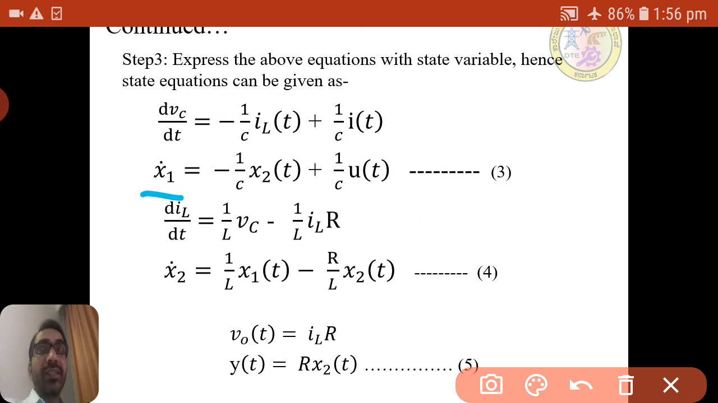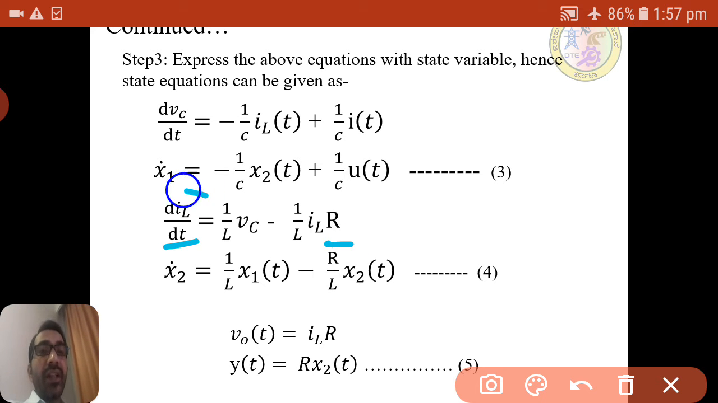Okay, this will be x1 dot is equal to 1 by C x2, where IL is considered as the second state variable x2 of t. Whatever I of t is, it is nothing but the input source. So both will be replaced with the state variable and the input source. Similarly, dIL by dt is equal to 1 by L Vc minus 1 by L IL into R.